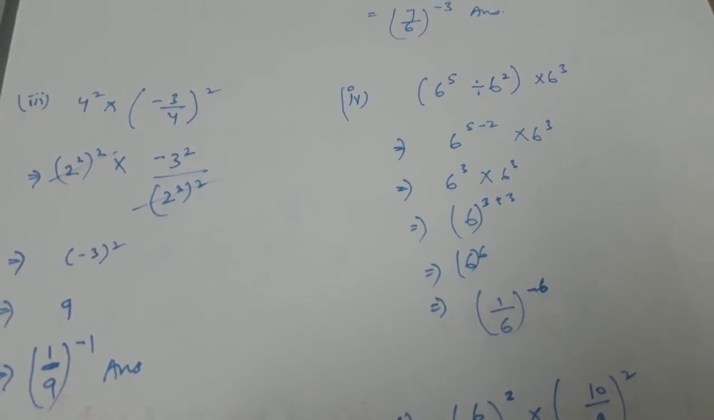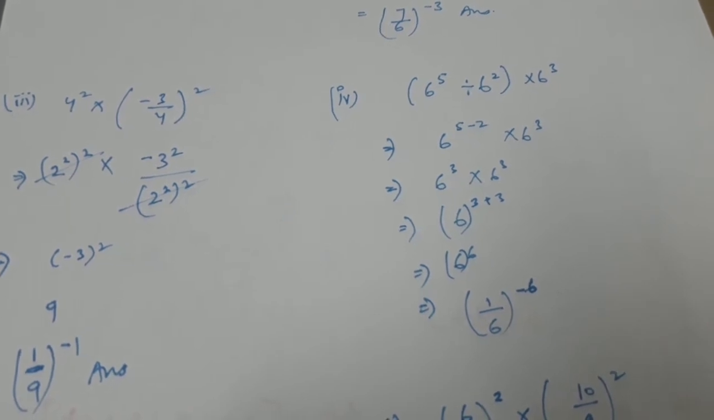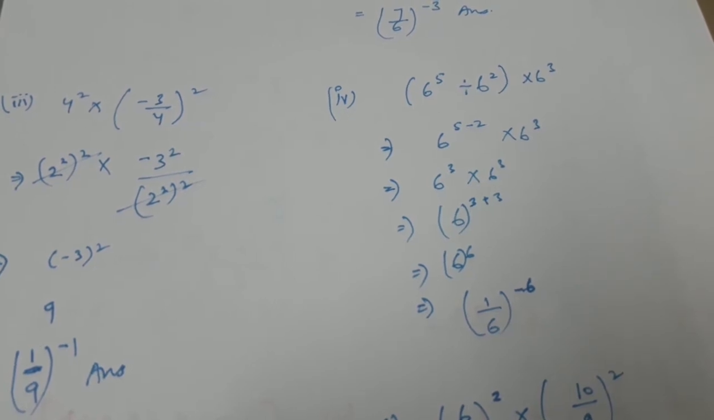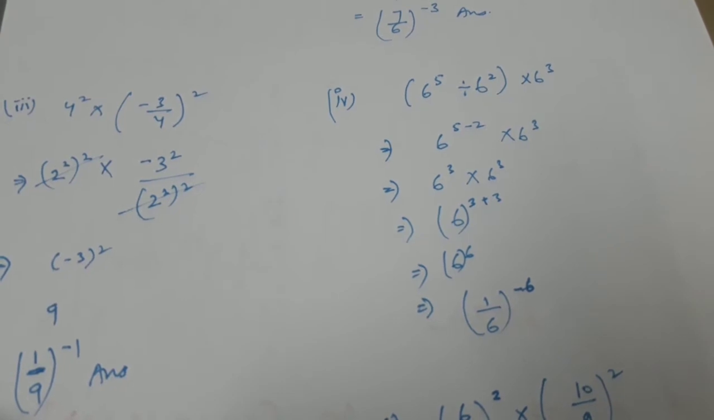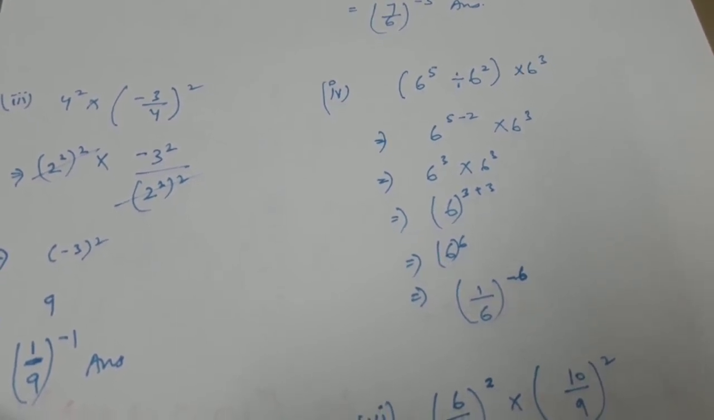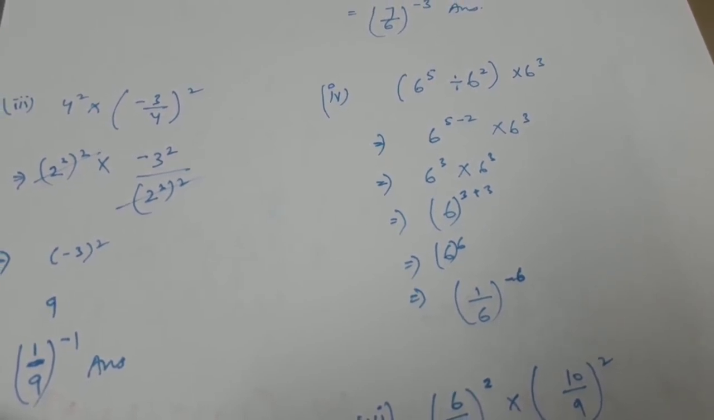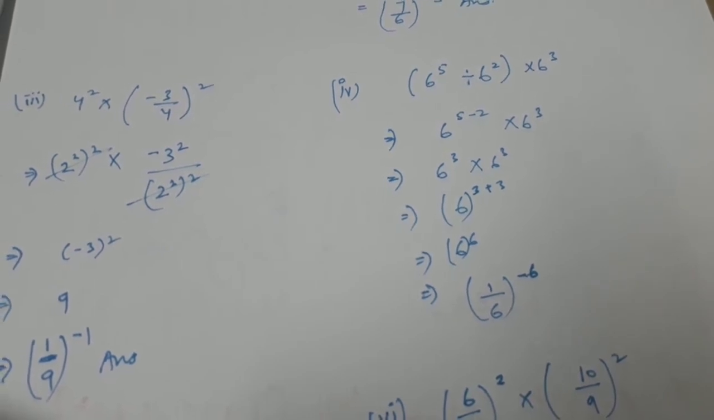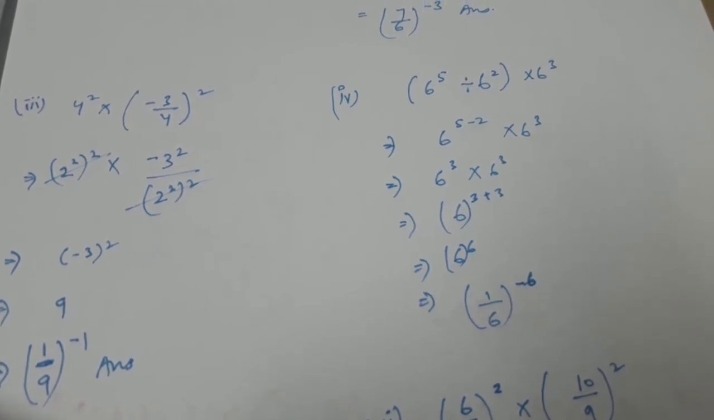In the fourth part, we have been given 6 raised to the power 5 divided by 6 raised to the power 2 into 6 raised to the power 3. In division, the power will get subtracted. So 6 raised to the power 5 minus 2 into 6 raised to the power 3. So 6 raised to the power 3 into 6 raised to the power 3 will come out as 6 raised to the power 3 plus 3, that is 6 raised to the power 6. So we will convert it into the power with negative sign, that is 1 by 6 raised to the power minus 6.